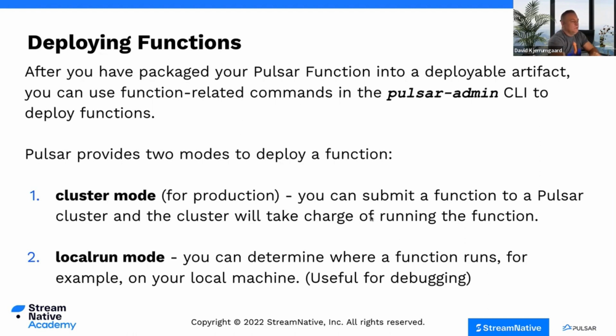Local run mode is used for debugging. Basically, you're saying I want to run my Pulsar function locally on my desktop machine, but I'm going to still connect to my external Pulsar cluster running somewhere else, right? So it will still consume messages from your Pulsar cluster in the cloud, but the execution of the Pulsar function code itself is on your local machine. This allows you to set breakpoints and things like that, do debugging, lower level testing. So there's two options available for your deployment mode inside Pulsar functions.